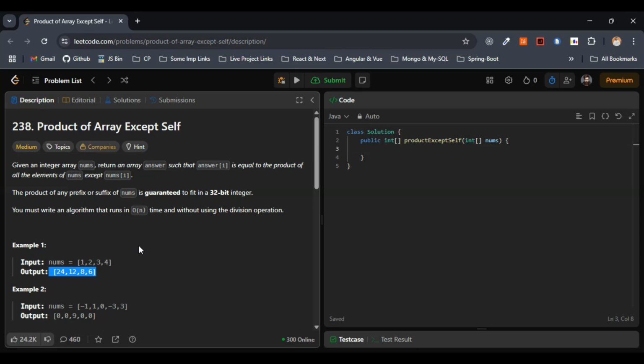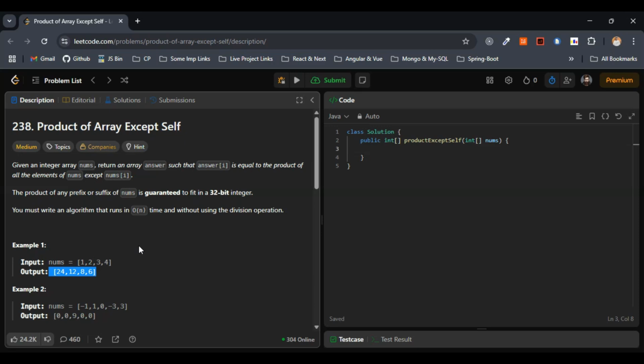We cannot use division here. They have strictly mentioned that, because if we had used division, we would have got the answer easily. They also say the algorithm must run in O(n) time.